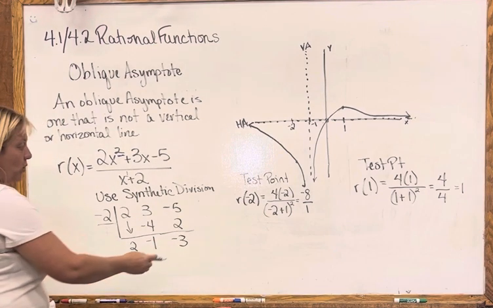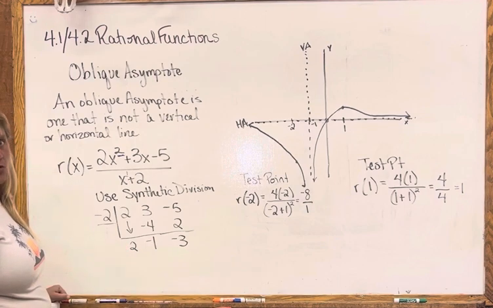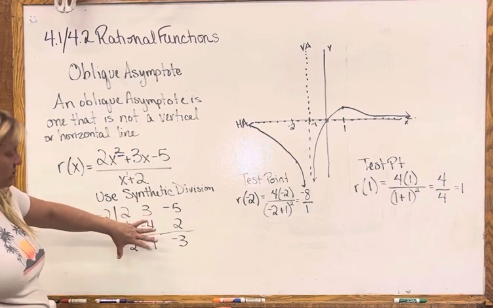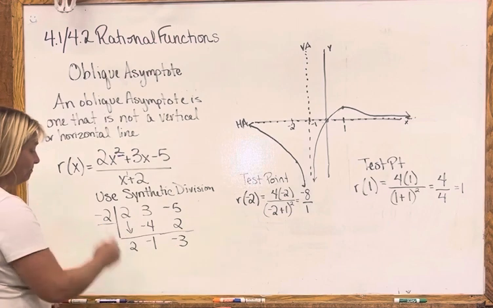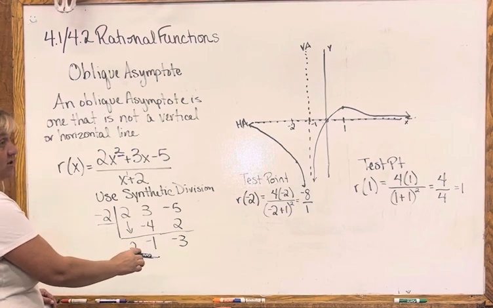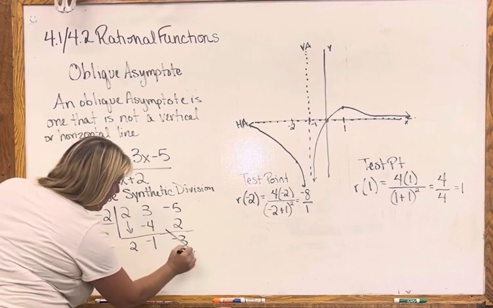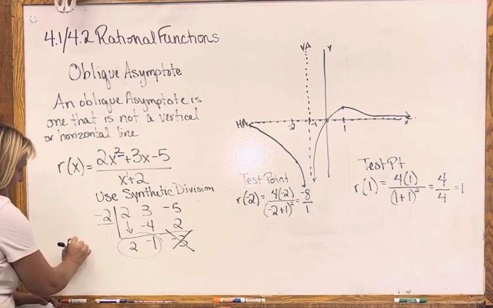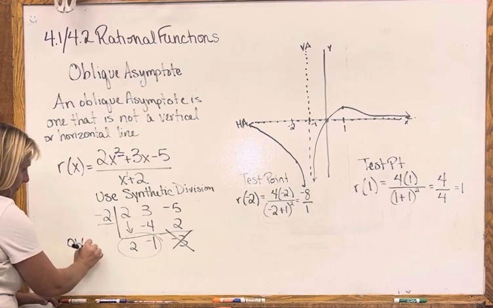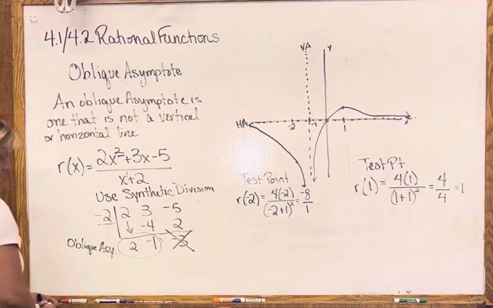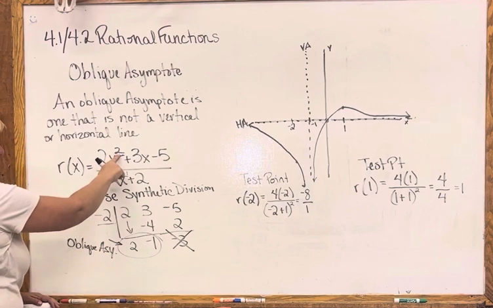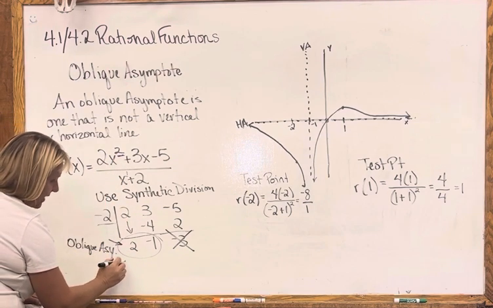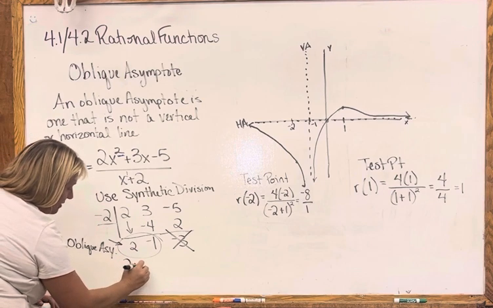Now, in the last chapter, we were focused on that remainder, weren't we? We didn't work with this too much. We did some, but we were focused on that remainder. In this chapter, when we're doing rationals, we don't care about the remainder. This is the oblique asymptote. That's what we're looking at. We're looking at that quotient. And what we need to do is rebuild it. So if this was a squared, it means this is just going to be a single x. So it's 2x minus 1.